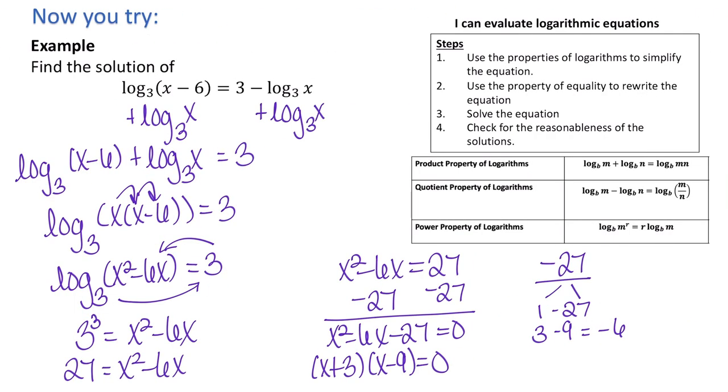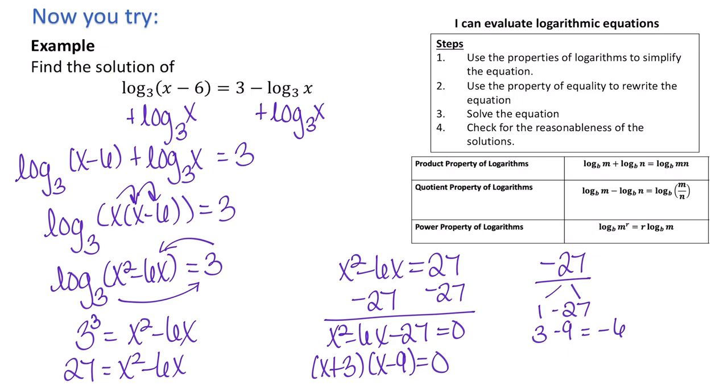So in this one, I want to use log properties to condense down this equation. But since I have a log on both sides, I'm going to move them all to one side. So since this is a minus log base 3 of x, I'm going to add log base 3 of x to both sides. So I have log base 3 of x minus 6 plus log base 3 of x equals 3. Now I can condense them using the product property, which gives me log base 3 of x squared minus 6x equals 3.